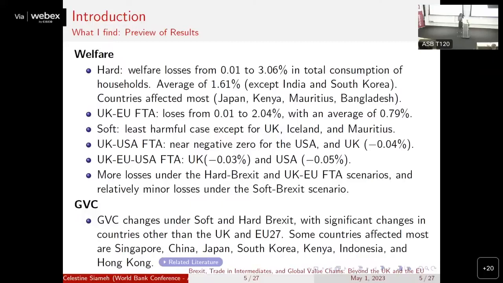And for the global value chain participation, I look at just the effect under the soft Brexit and the hard Brexit, because the other scenarios gave me similar results. So I focus on just the hard and the soft Brexit. And aside from the UK and the EU getting affected in terms of their participation and positioning on the value chain, other countries like Singapore, Japan, China, South Korea, Kenya, and Indonesia were also affected.